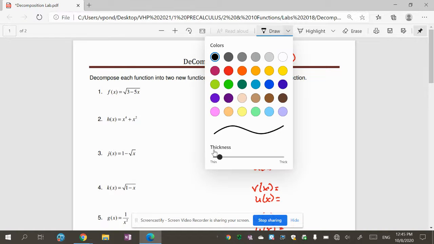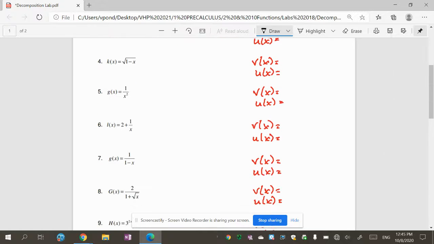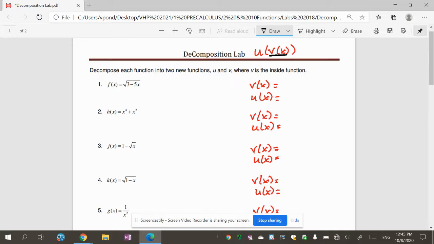So the first thing I'm going to do is set up the lab. It says decompose each function into two new functions, u and v, where v is the inside function. So if you see here, I've got u of v of x. See how this right here is my inside function? So what I did was, all the way down the page, I put my v of x on the top, which is my inside, and my u of x, which is my outside function, underneath it. So I went through this whole paper and did that. If you want to stop this video and do that prior to going on, you can.